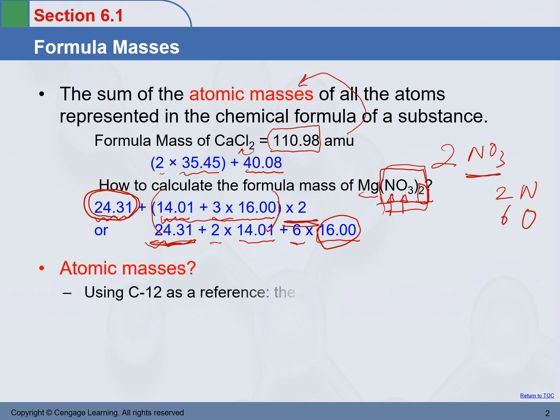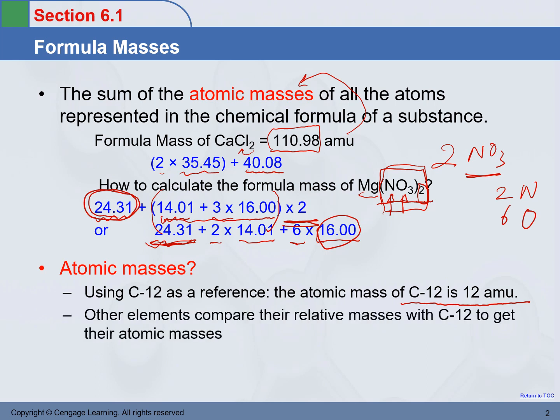Well, they are calculated by using carbon-12 as a reference. Carbon-12 is assigned 12 AMU. Whatever mass of one carbon atom it is, we don't care. We just call that mass 12 AMU. All other elements use their own mass to compare with the mass of carbon-12 to get their own AMU numbers. That's how they were calculated.